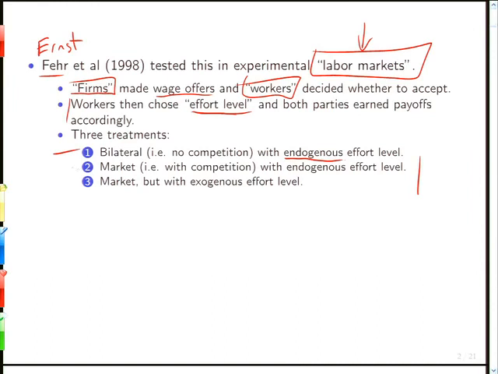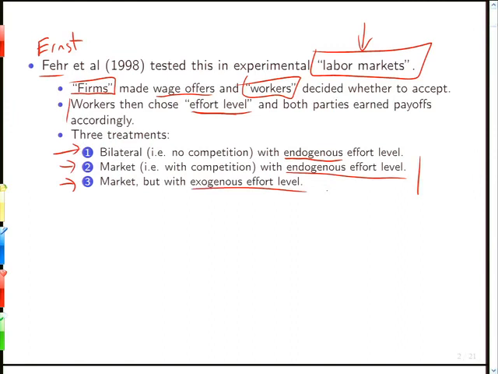Then they had a full-blown market where the firms and workers weren't paired up beforehand, but chose each other on the basis of whether or not they liked the available offers. And as I described, the workers then chose their effort level. And then they did another version where they said, okay, we're going to let you compete. We're going to let the firms compete for workers, and the workers compete with each other to get jobs. But the effort level is going to be fixed. Okay?